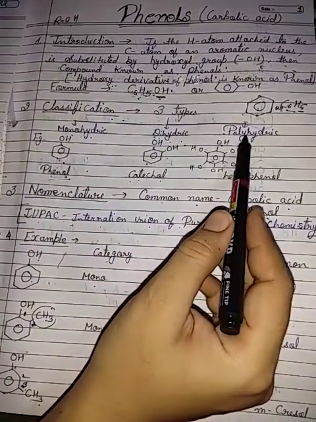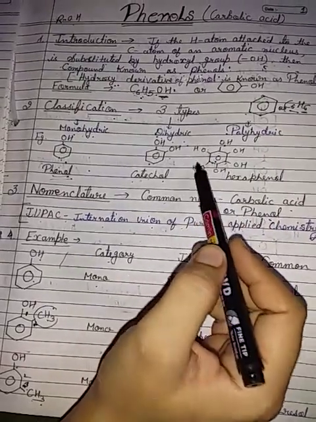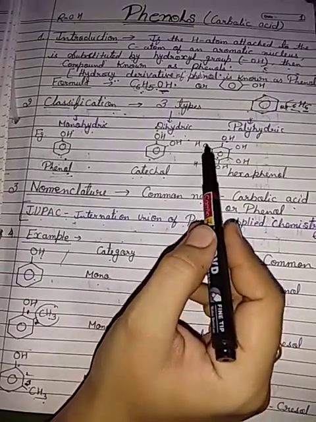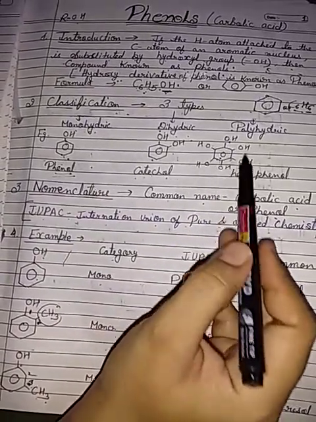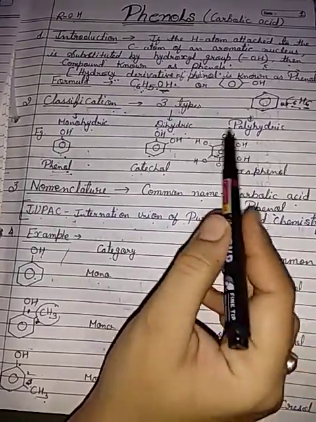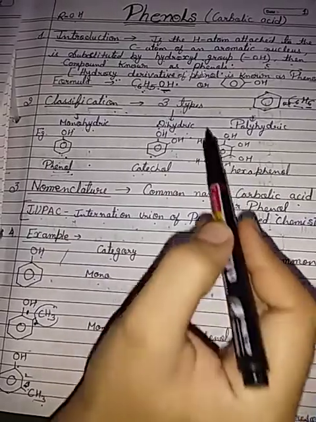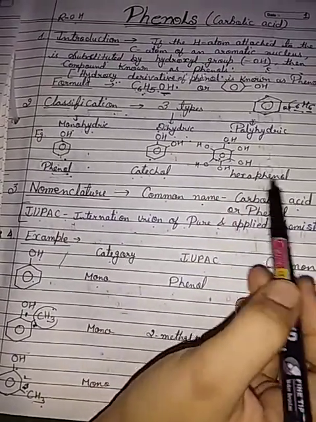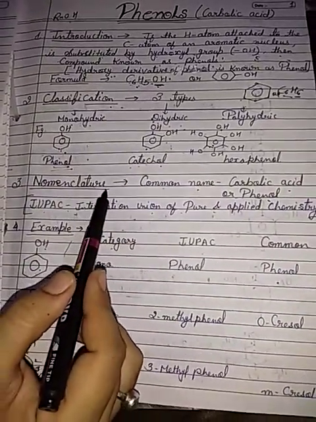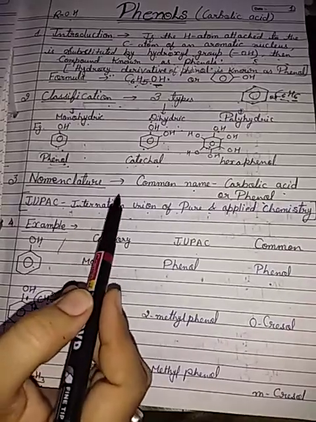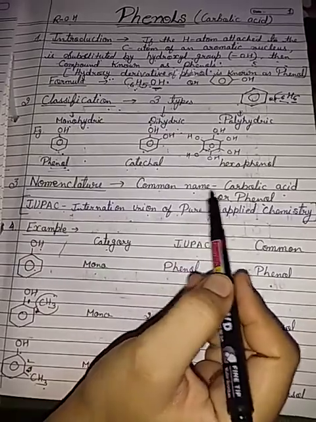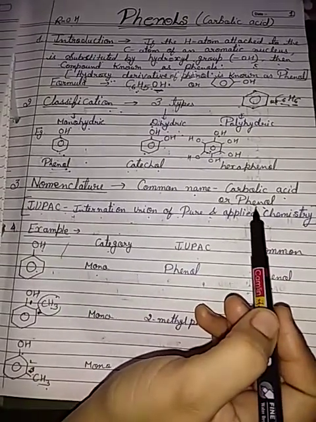The third category is polyhydric. That means those compounds in which there are more than 2 hydroxy groups. See, 1, 2, 3, 4, 5, 6 hydroxy groups attached to benzene, and its common name is hexa. Hexa means 6. Hexa and OH attached to benzene, so hexaphenol. So that is the classification. The next topic is nomenclature. In alcohol, the common name is alkyl alcohol, but here the common name is carbolic acid or phenol also.